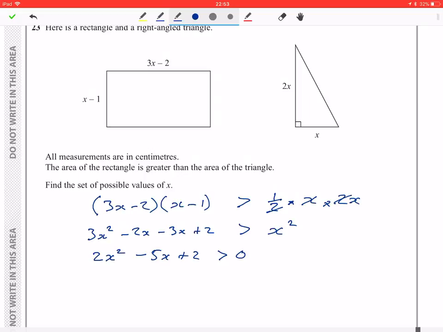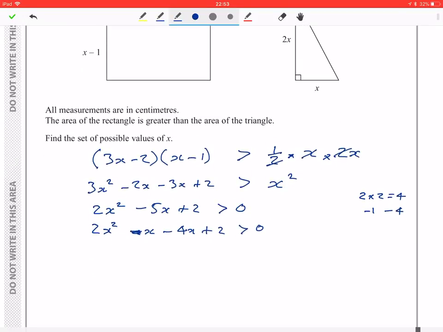Now I need to factorise this expression. So if we multiply the 2 at the front by the 2 at the back, 2 times 2 is 4, and I want factors of 4 that add up to minus 5. Well, that would be minus 1 and minus 4. So I can split the minus 5x into minus x, minus 4x, and that will help me factorise it.